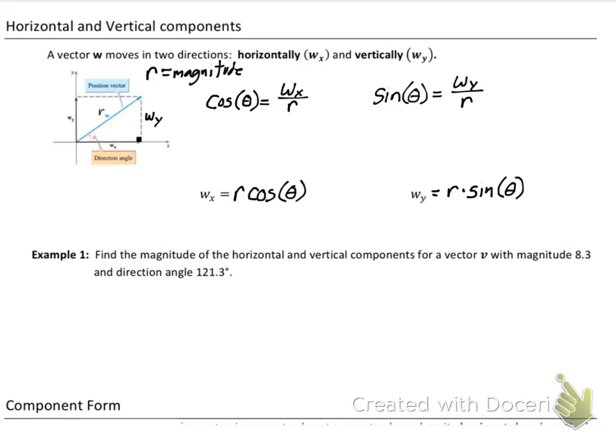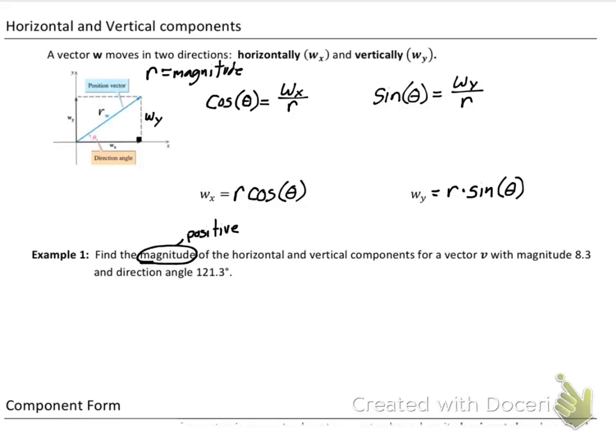All right, let's go ahead and use this. We're going to find the magnitude. I'm going to stop right there and circle magnitude, because magnitude means that it needs to be positive. Whatever my answer is, it needs to be positive. Find the horizontal and vertical components for the vector v with magnitude 8.3 and the directional angle 121.3.